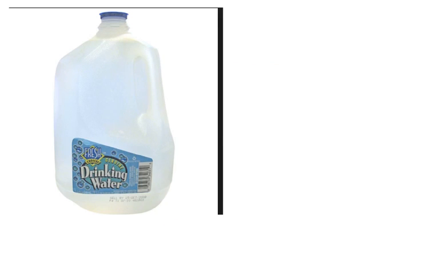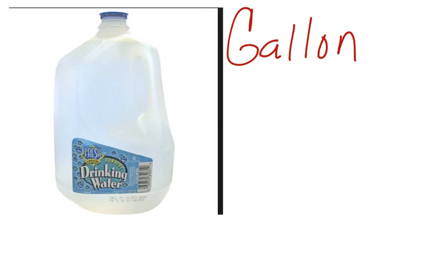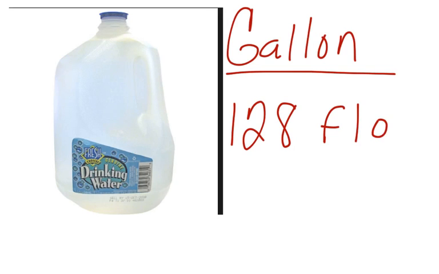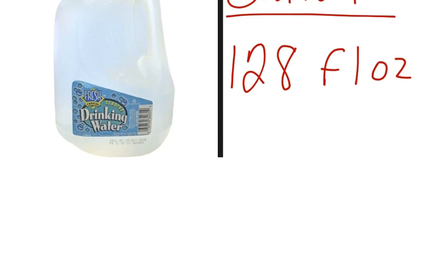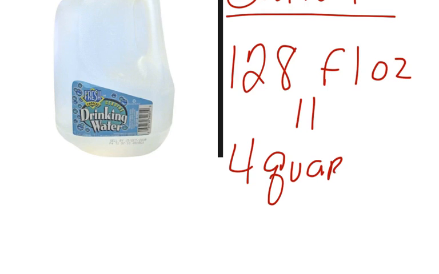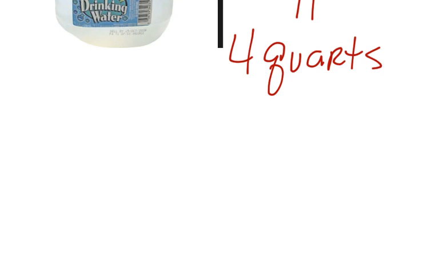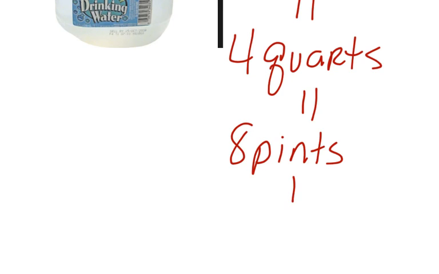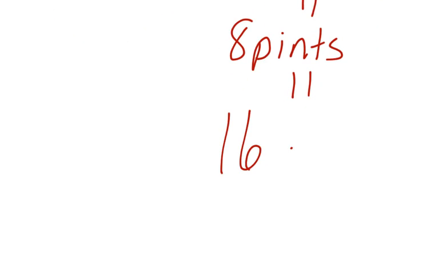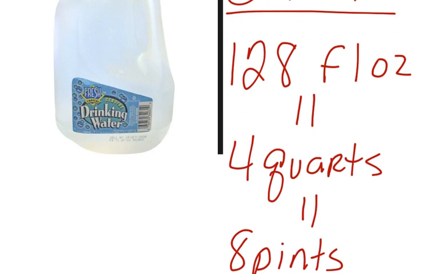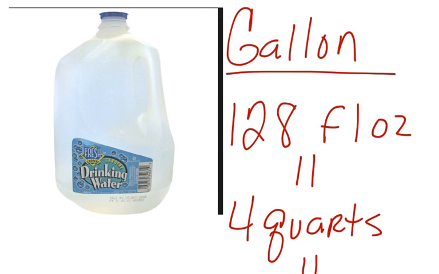Now when we get to a gallon, wow, a gallon is a lot of liquid. So a gallon is going to be 128 fluid ounces. A gallon can also equal 4 quarts, or 8 pints, or 16 cups. Wow, pretty good so far, right? I knew you were going to say yes.